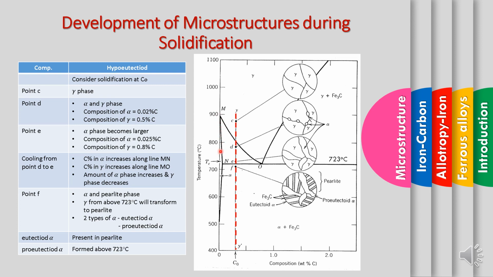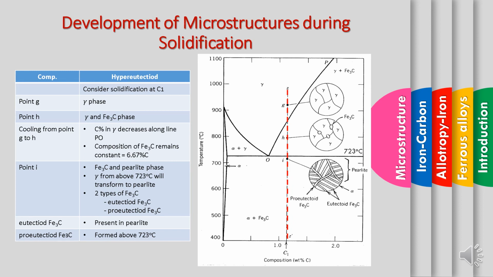As we discussed, on this line and this line, at point F basically we have alpha and pearlite phase. The gamma from above 723 degrees Celsius will transform to this one, the pearlite. And there are two types of alpha, which are eutectoid alpha and pro-eutectoid alpha, which are indicated here. The eutectoid alpha is present inside the pearlite, and the pro-eutectoid alpha is formed above 723 degrees Celsius.